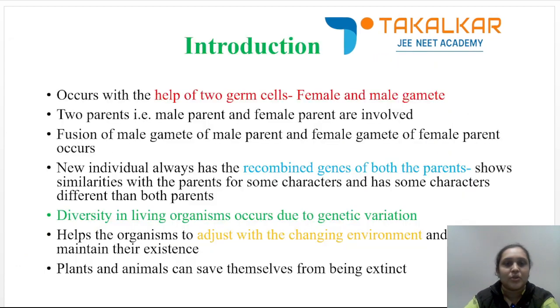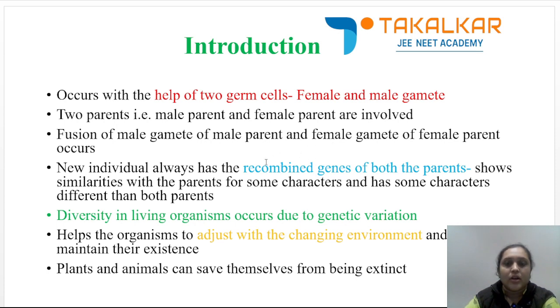So what is sexual reproduction? In the case of sexual reproduction, two germ cells are involved. One is female and another is male gamete. Two parents are involved, where the male parent is responsible for production of the male gamete while the female parent is responsible for formation of the female gamete. Fusion of the male gamete and female gamete gives rise to the zygote.